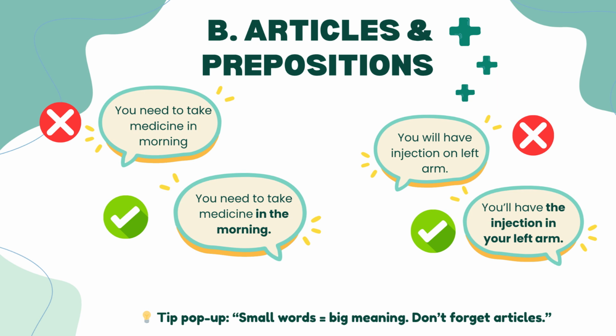B. Articles and prepositions. Examples: You need to take medicine in morning. Wrong. Correct version: You need to take medicine in the morning. Next. You will have injection on left arm. Wrong. Correct version: You'll have the injection in your left arm.